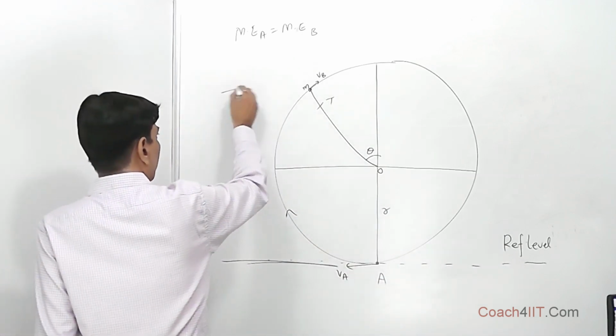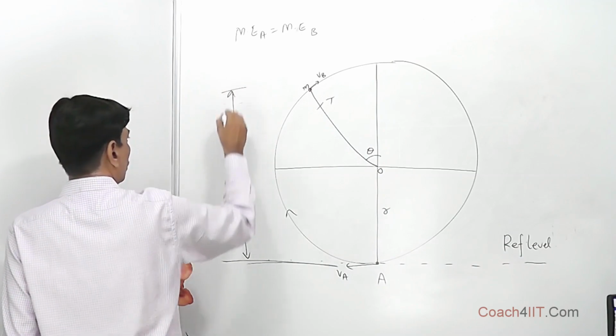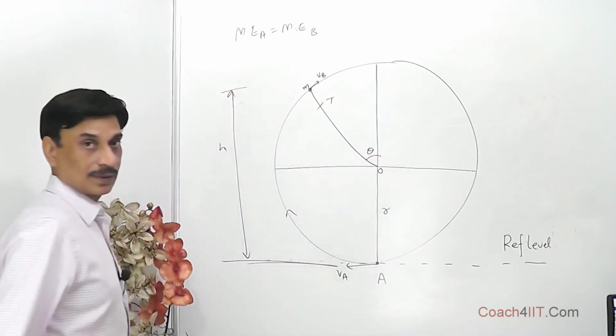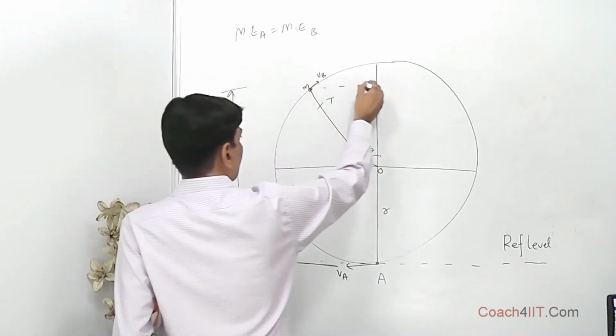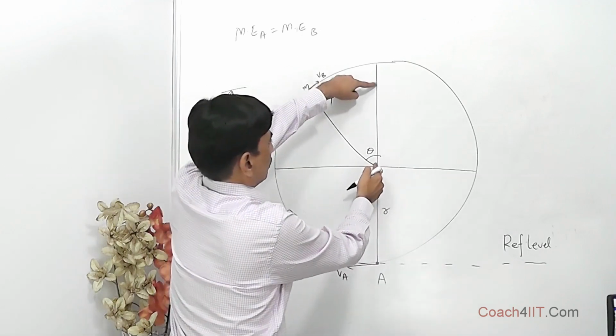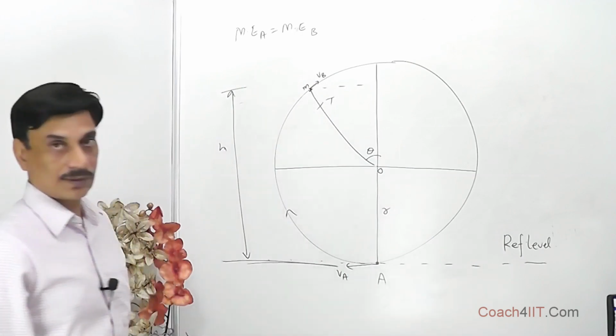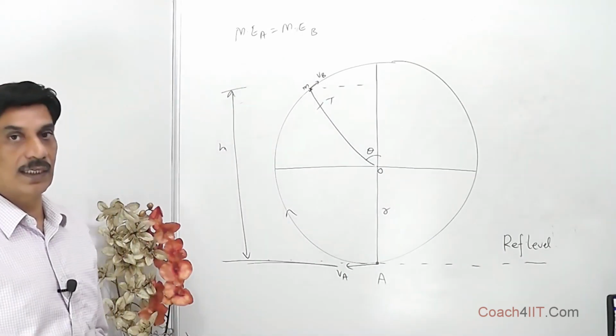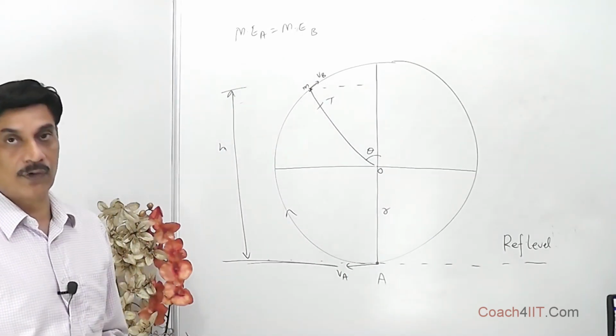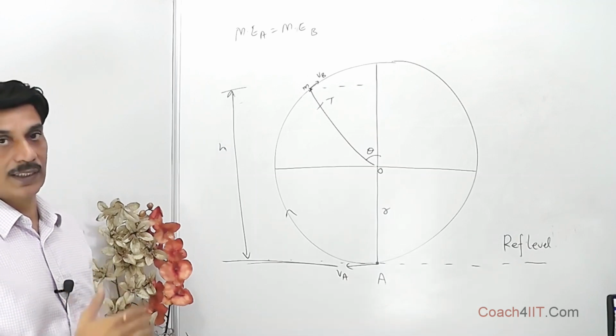And from here to here, you know very well how to find this h when theta is given. If this is R, then this is R cos theta. So R cos theta plus R is going to be equal to h. We have done it. If there is any confusion, you can refer to that again, how we have found the height at the various instances.